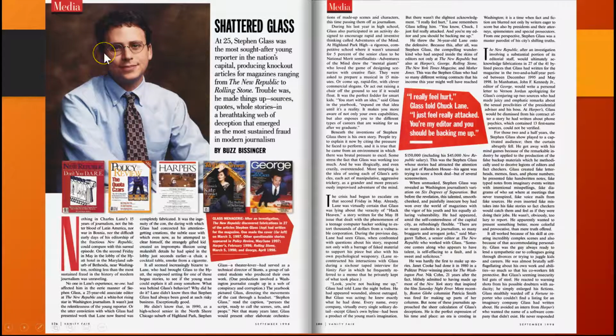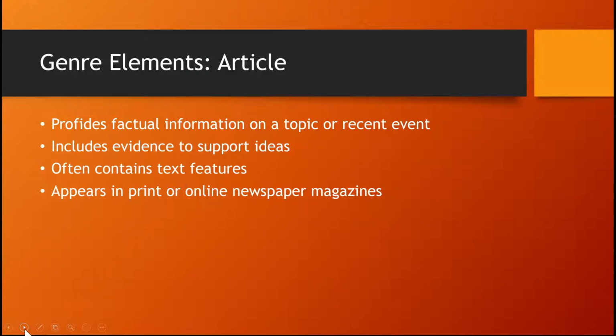Well, we have an image, we have a large title, a large font title, we have a pull quote. You notice the beginnings of important paragraphs have that capital letter. And these are just a few of the text features present in this magazine. What are the genre elements of an article? Well, it provides factual information on a topic or recent event, includes evidence to support ideas, often contains text features, and appears in print or online newspaper magazines.